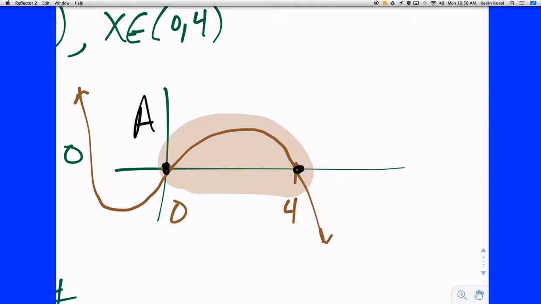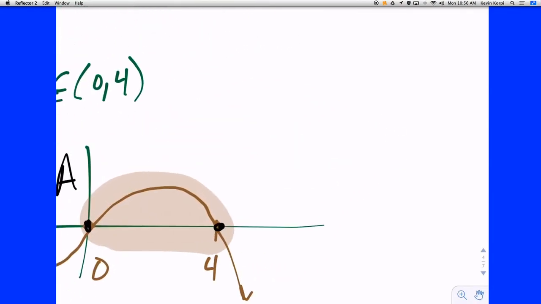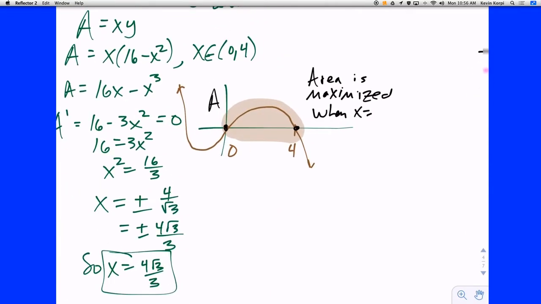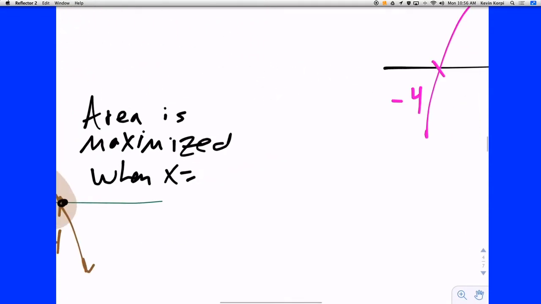Let's go ahead and write that. Area is maximized. This will be the first time we're actually writing it out. Area is maximized when x equals 4 over the square root of 3.